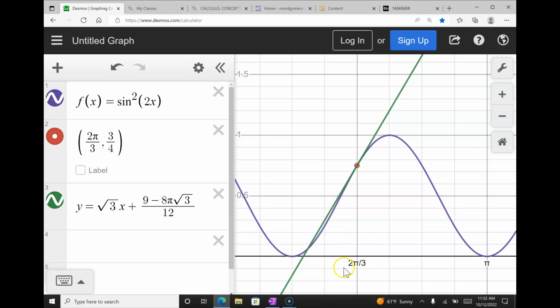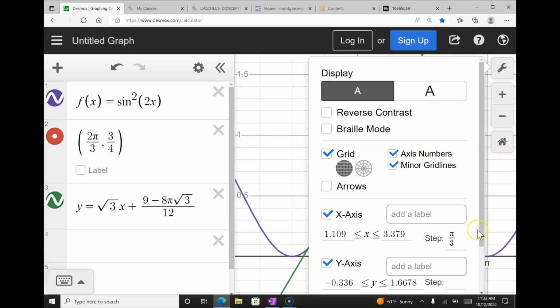I just go into the wrench settings, and I change my step to pi over 3. So I would get some pi over 12. Oh, because I had a 2 pi over 3, right?